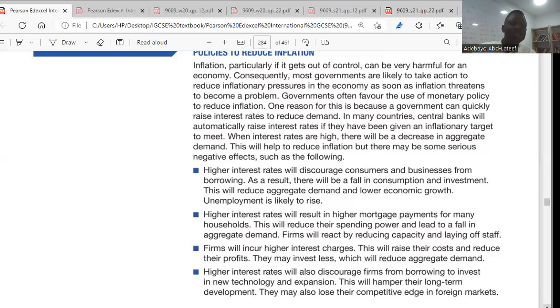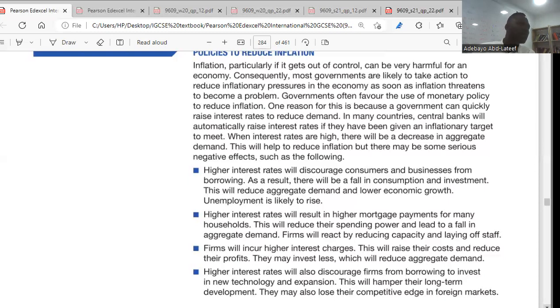Number one, high interest rates will discourage consumers and businesses from borrowing. As a result, there will be a fall in consumption and investment. This will reduce aggregate demand and lower economic growth. Unemployment is likely to rise. Look at how it works. Government has increased the interest rate to reduce inflation. Yes or no? So reducing inflation here would be as a result of reduction in consumption. Are you with me, please?